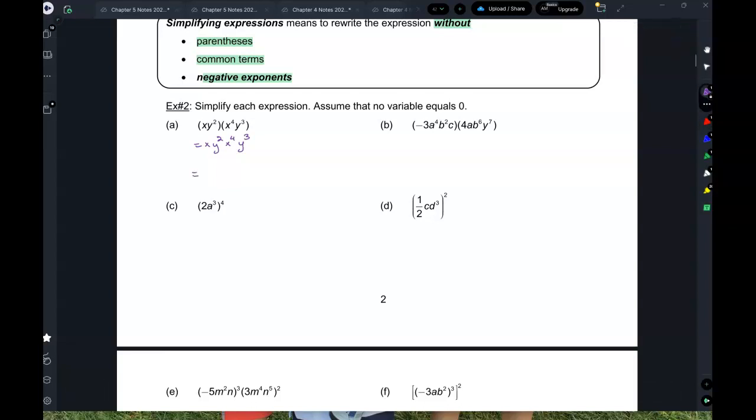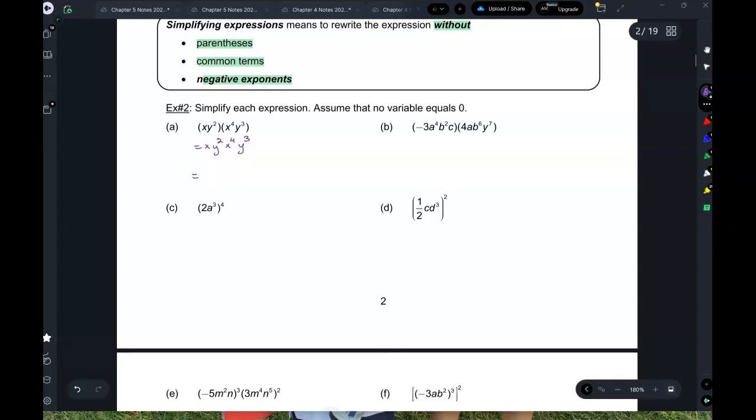When you are done simplifying, each variable is only allowed to show up once. Here I have an x here and an x here. The x's show up twice. I need to combine them into one x. Now, are those two x's being multiplied or divided? Multiplied. When you multiply them, what do you do to the exponents? Add them. So this has an exponent of 1 and an exponent of 4. Together, it becomes 5.